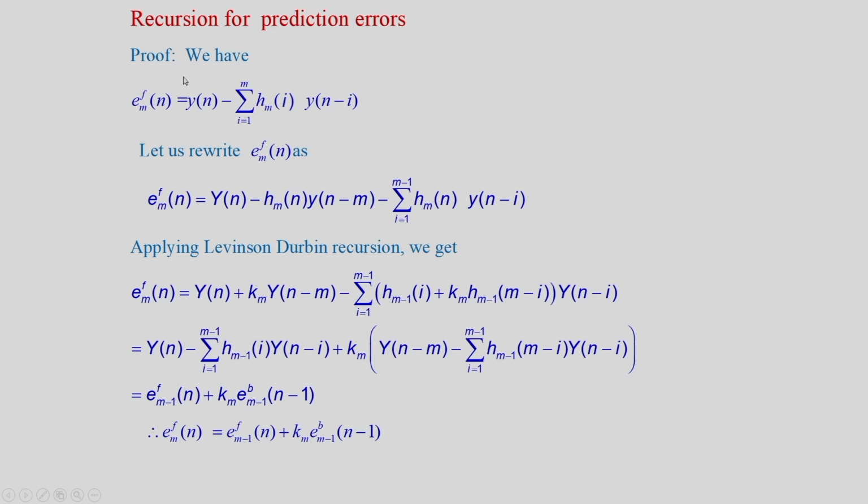Now we will prove the recursion of prediction error. e_m^f(n) is equal to y(n) minus summation h(m,i) y(n-i), i going from 1 to m.